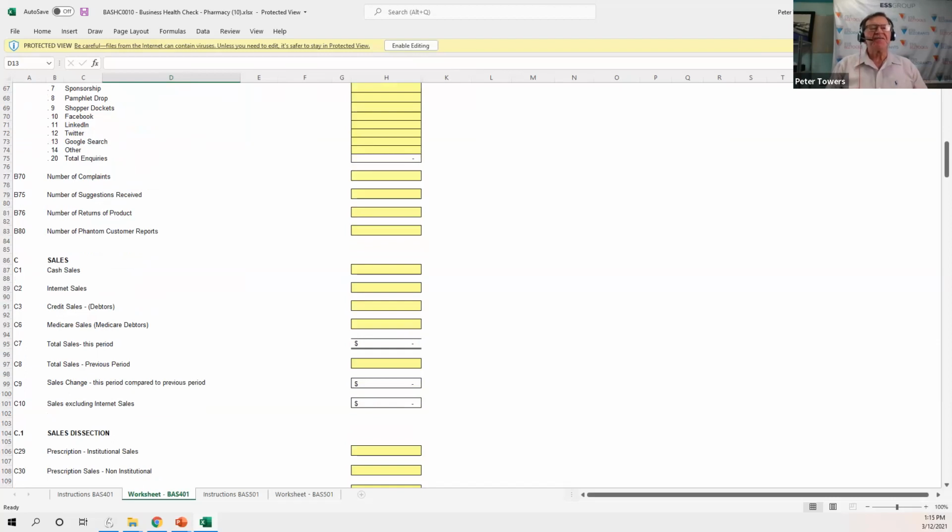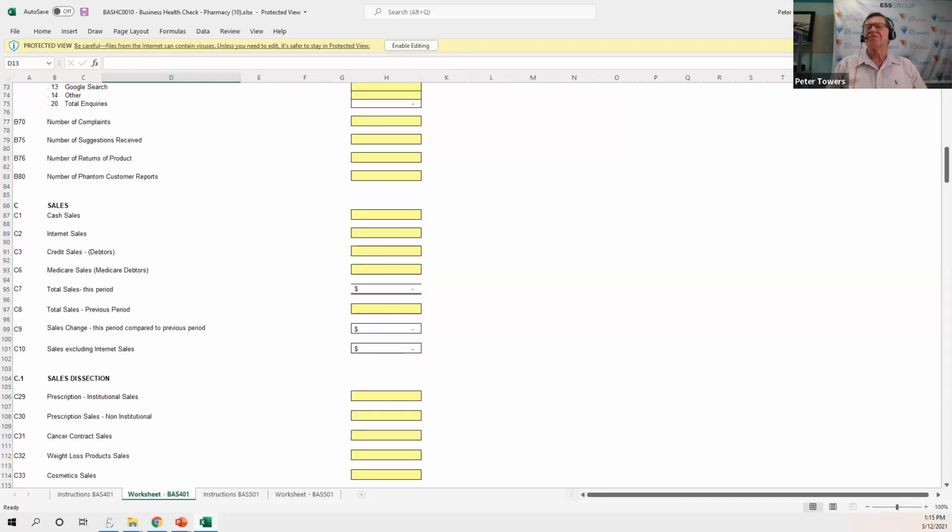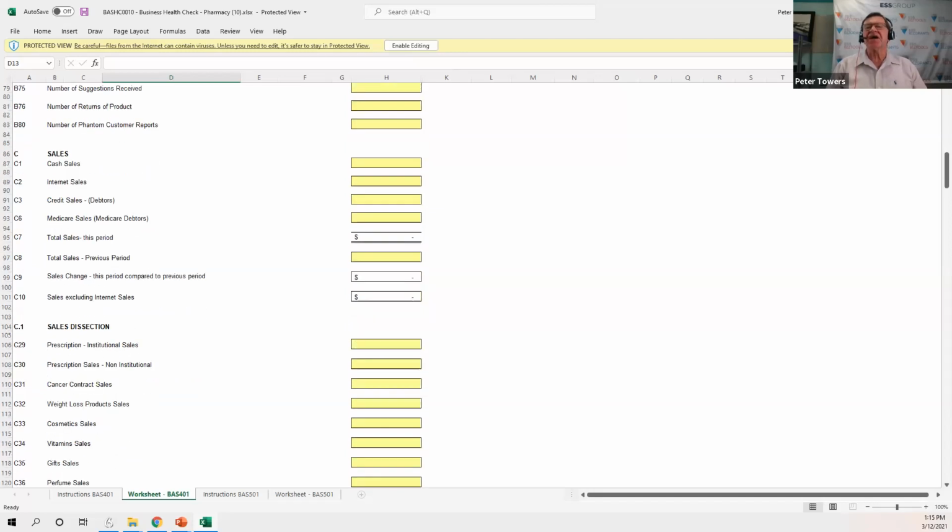A lot of retailers have phantom customers. Someone that's walking around making everyone think they're a potential customer, but they're in fact writing a report. What was good? What was bad? What improvements could be made? We've got a dissection of sales, cash sales, internet sales, credit sales for debtors, and so on.